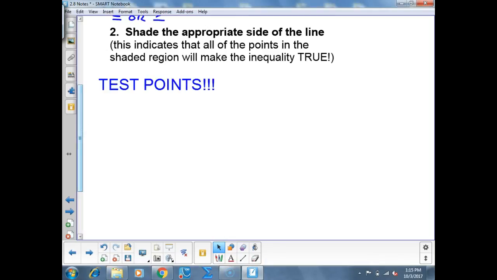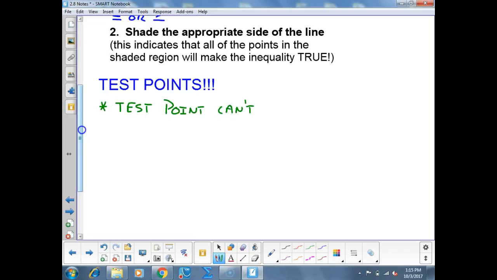Okay? Now, the one rule about test points is that your test point cannot be on the line, or it cannot be on the V. It has to be off of the V, or off of the line.